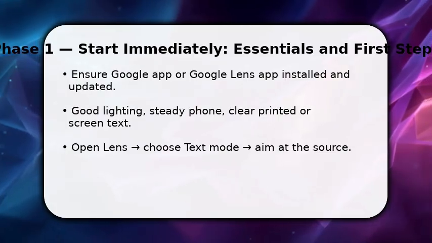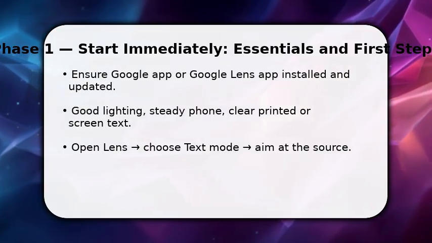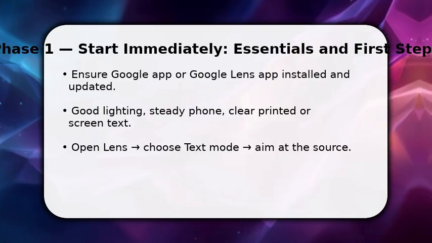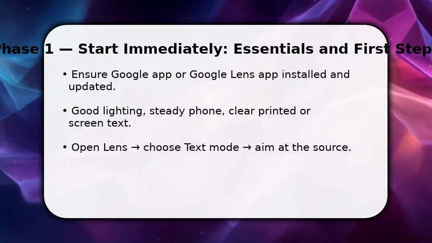You start by confirming the app and conditions. Updated Google or Lens app, steady hands, and strong light so OCR can read the letters. Once ready, open Lens and switch to text mode. This selects the OCR engine.